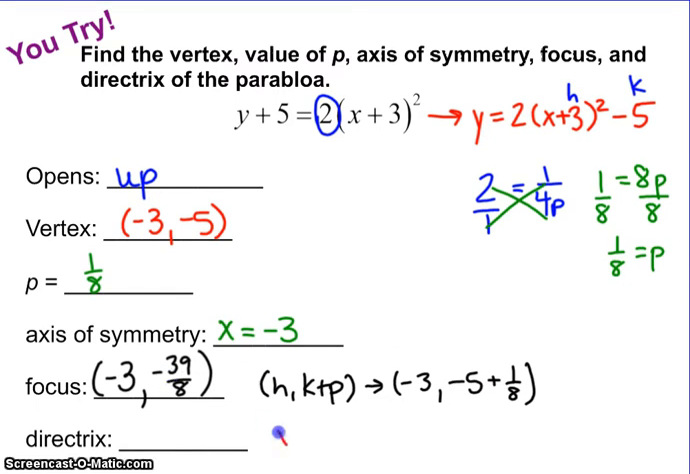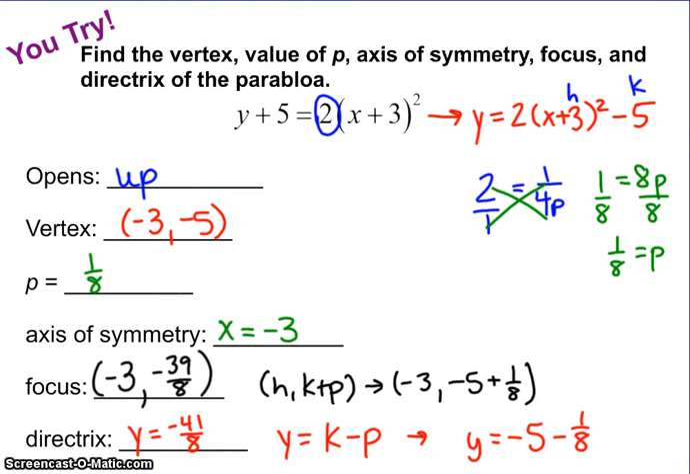Now the directrix is going to be y equals k minus p. So what we have here is y equals k, which is -5, minus p, 1/8. So -5 minus 1/8 is -41/8. Make sure you put y equals. The directrix is a line and not a point. So it's very important to remember what's a line, what's a point, because then your answer will look different for each type.